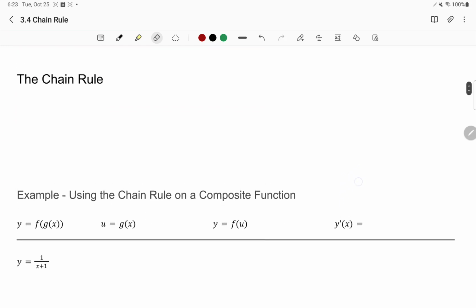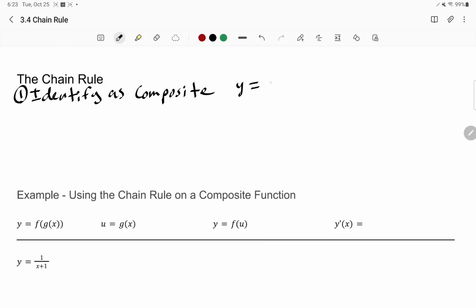First of all, let's look at the definition of the chain rule and how to tell exactly when to use it. So number one, you want to identify it as composites. Remember, a composite would look something like f of g of x, where you have one function nestled inside of another, or f of g, which kind of looks like fog. So number one, identify it as a composite function.